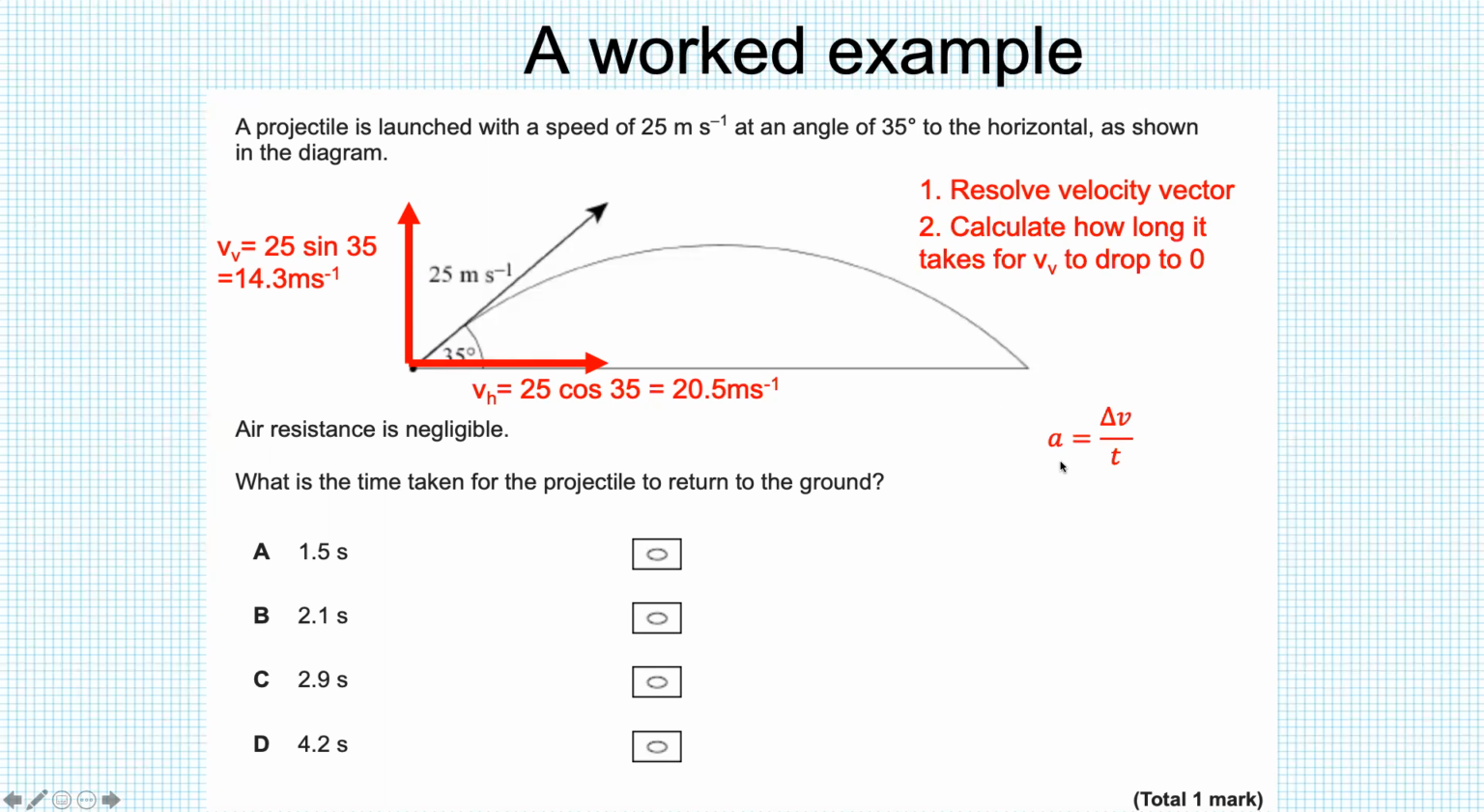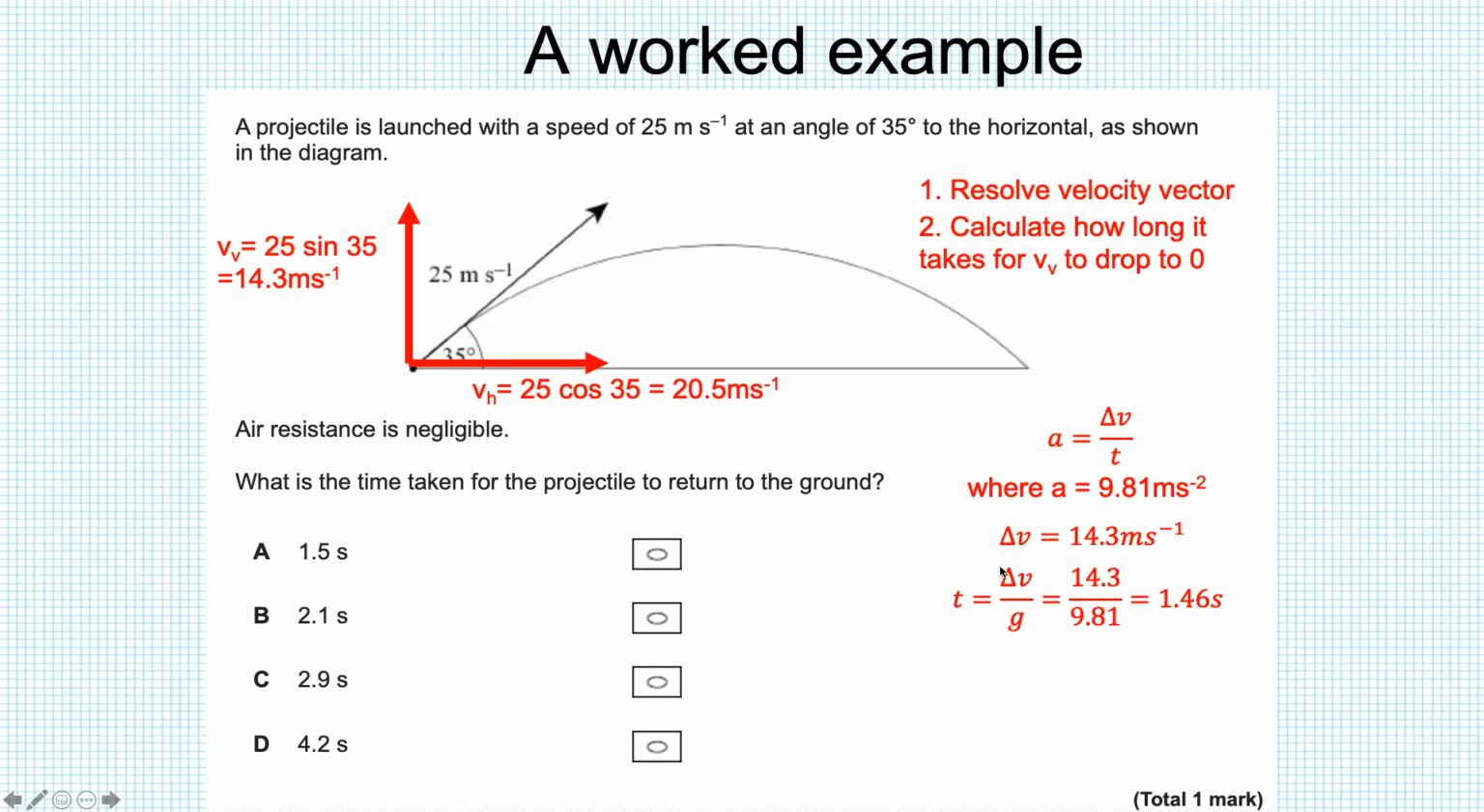So we've got this. Acceleration is the change in speed over time. Well, we know the change in speed because it's 14.3 meters per second down to zero. So the change in speed is 14.3 meters per second. We know the acceleration is the acceleration due to gravity on Earth. So that's 9.81 meters per second squared.